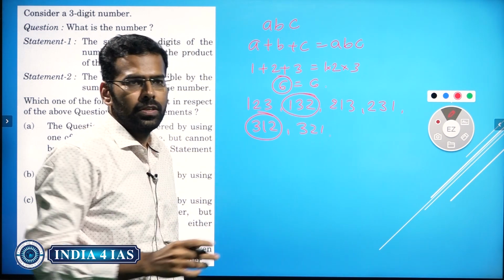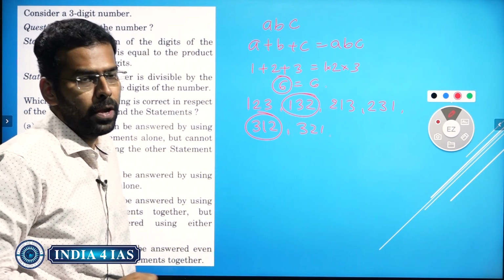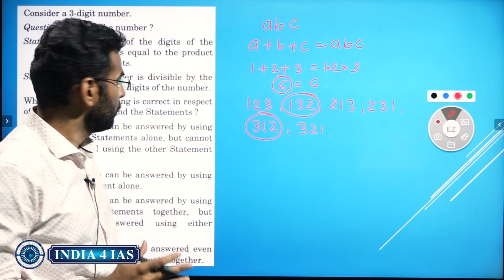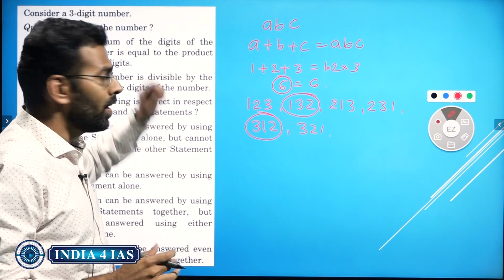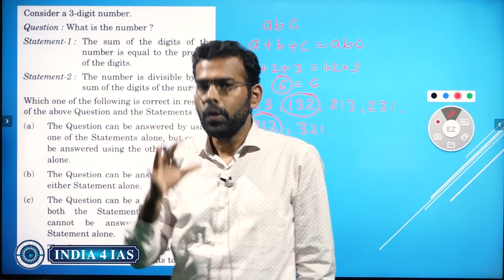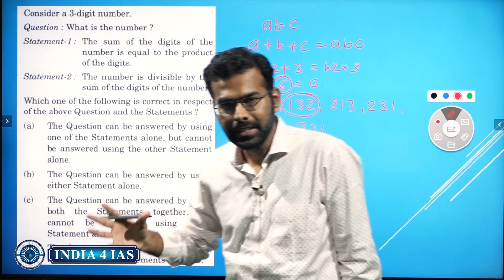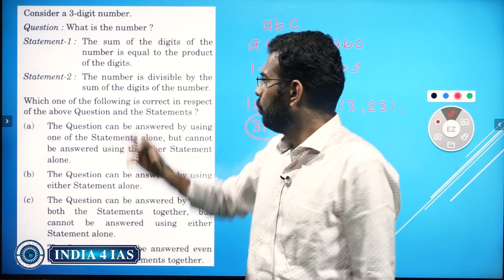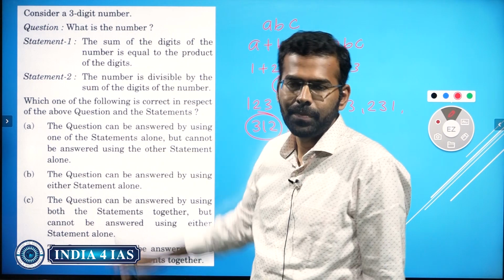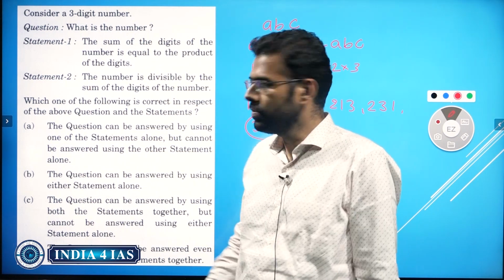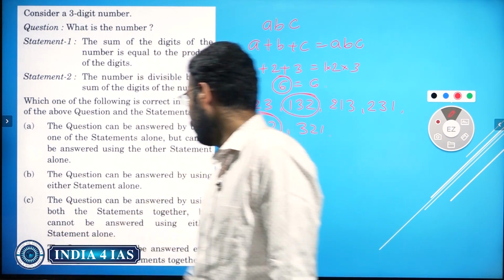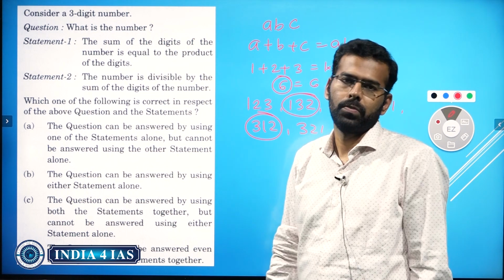These are the numbers which are divisible by 6. Now try to see what he is asking. What is a number? You have to get a unique number, but you are getting two answers here. That's why we cannot say a unique number where both statement 1 and statement 2 hold good. That's why here the answer is: the question cannot be answered even by using both the statements.